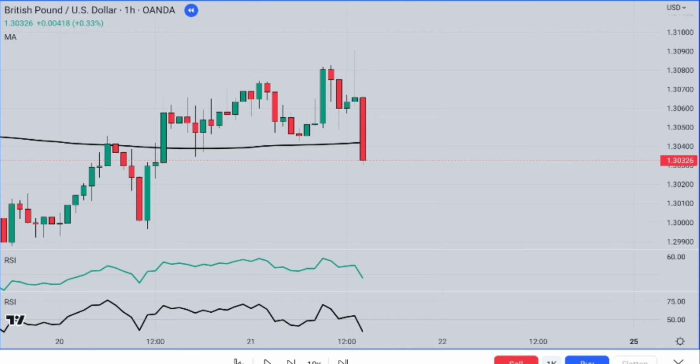Yes, here the red candlestick is closing below the moving average line, and the green RSI line is crossing down the 50 line. This situation informs us that sellers are dominant in the market when entering the trade. We do not consider the fast black RSI line at the bottom.